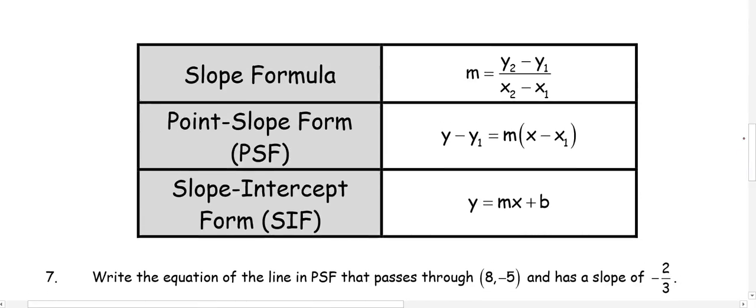All right, as a review, remember slope formula is y2 minus y1 over x2 minus x1. Point slope form is y minus y1 equals m times x minus x1. And slope-intercept form is y equals mx plus b. So we need to write the equations in the form they're asking us.